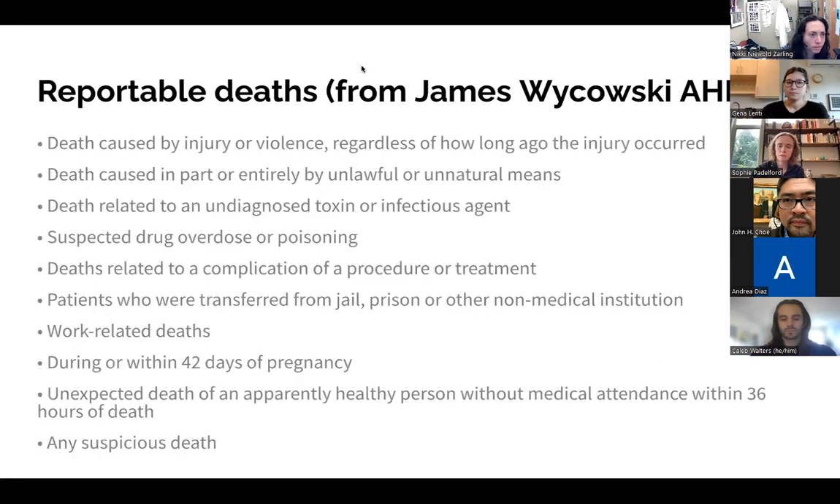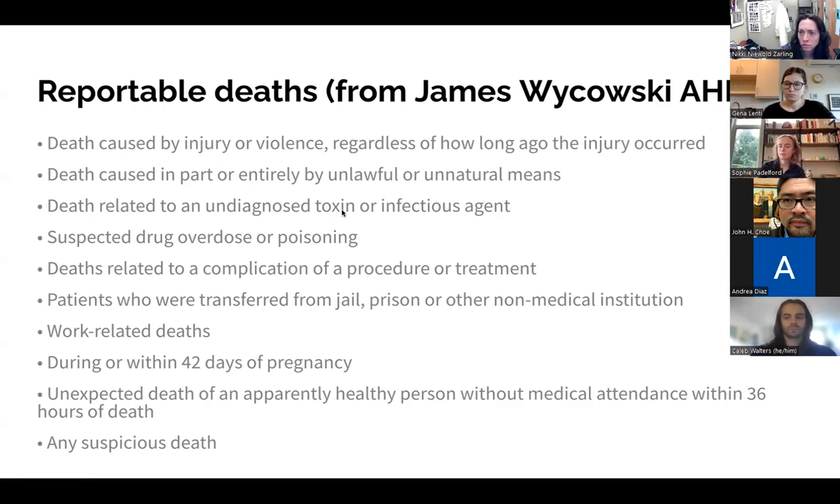And then briefly, a list of reportable deaths from James Wachowski. It's a long list, but my summary is if you're ever confused, you can always call the ME. Big things to know: if someone was transferred from jail, prison, or another non-medical institution, notably not a SNF, it's a reportable death. If they died peripartum, it's a reportable death. If they died and you don't know what happened, it's a reportable death.